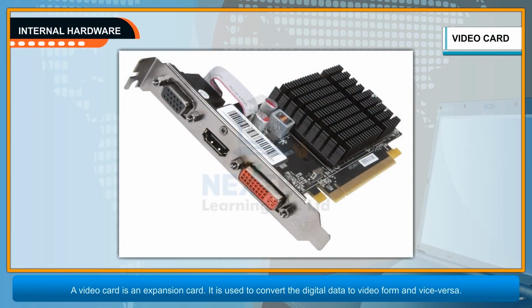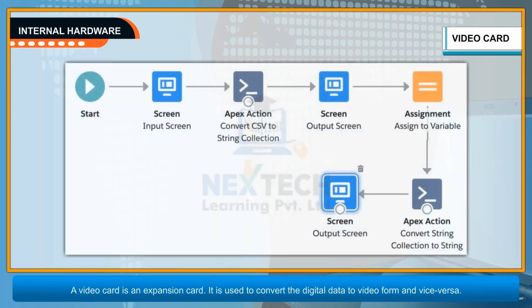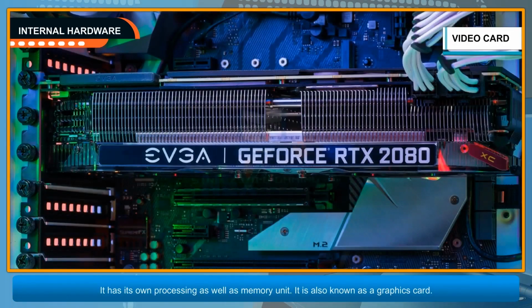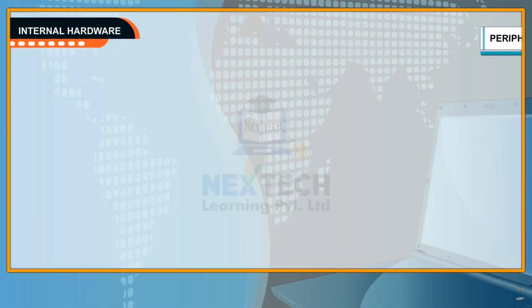Video card. A video card is an expansion card. It is used to convert the digital data to video form and vice versa. After converting the data, the result is displayed on the screen of a monitor, TV, tablet, smartphone and so on. Video cards are also used to improve the quality of images and videos. It has its own processing as well as memory unit. It is also known as a graphics card.